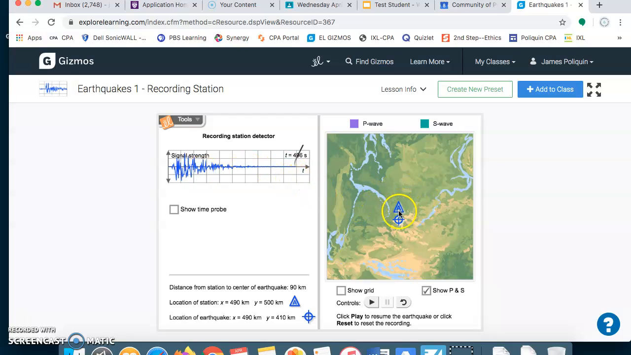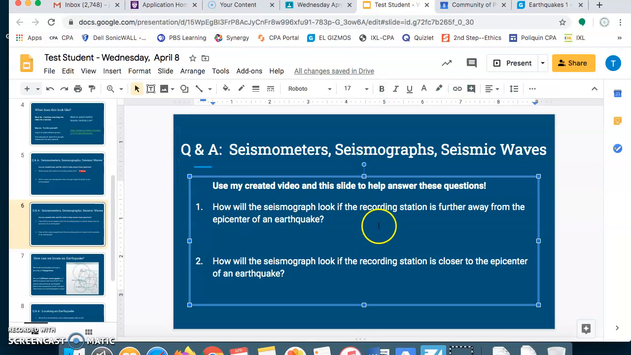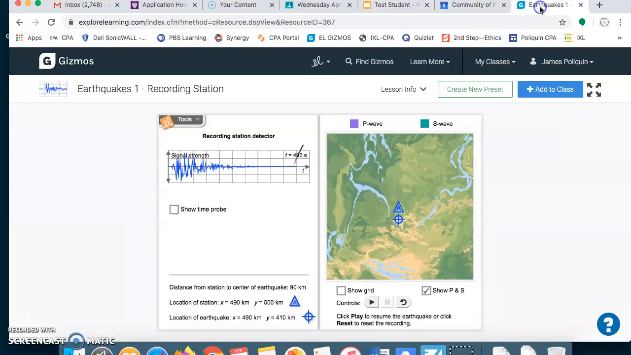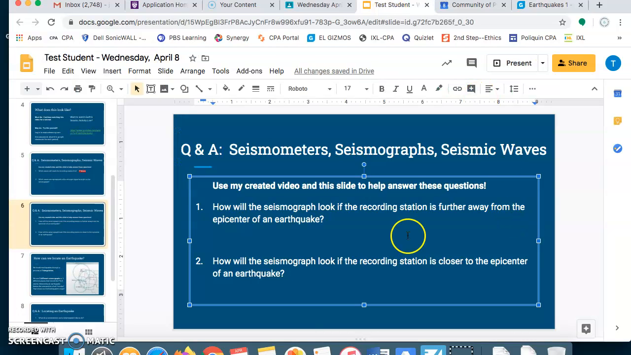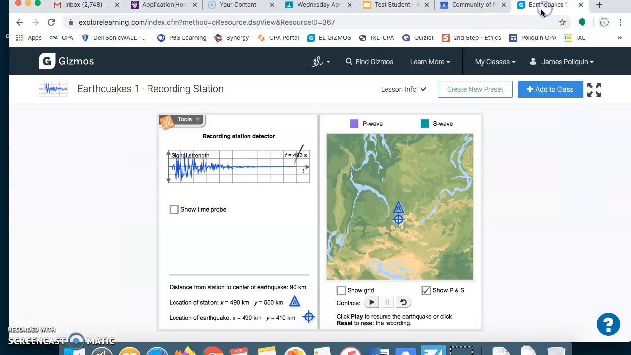What did our recording station feel? Okay, did it feel a stronger signal? Did it feel a weaker signal? How can you tell? All right. And so you can even take it a step further and kind of, well, let's not get ahead of ourselves. How will the seismograph look if the recording station is closer to the epicenter of the earthquake? Well, you tell me. Is there a stronger signal strength? Is there a weaker signal strength? Is this earthquake going to be more destructive?